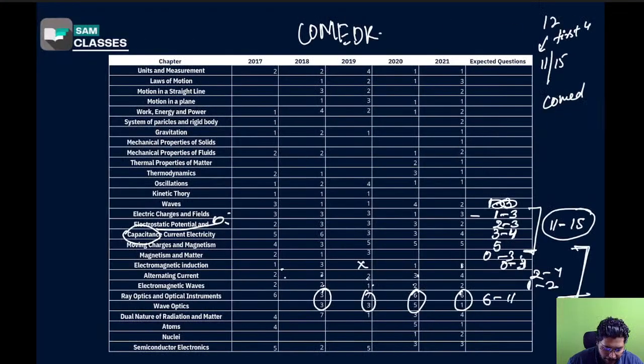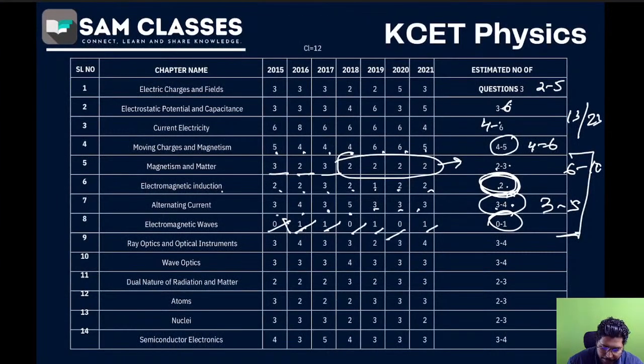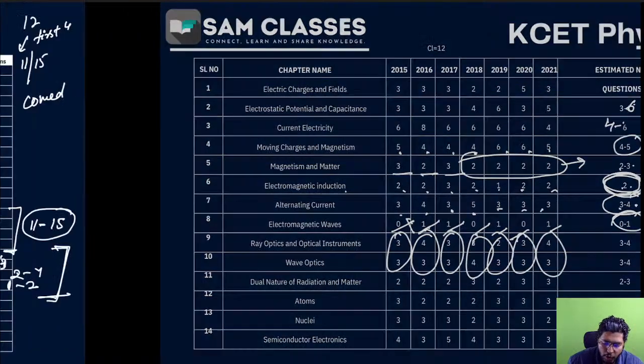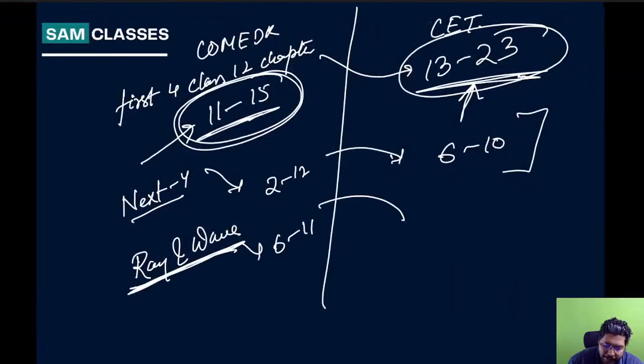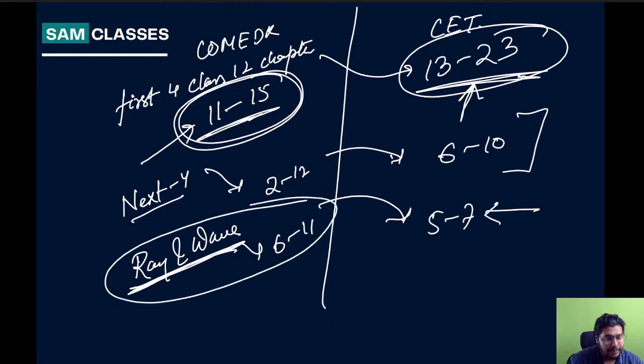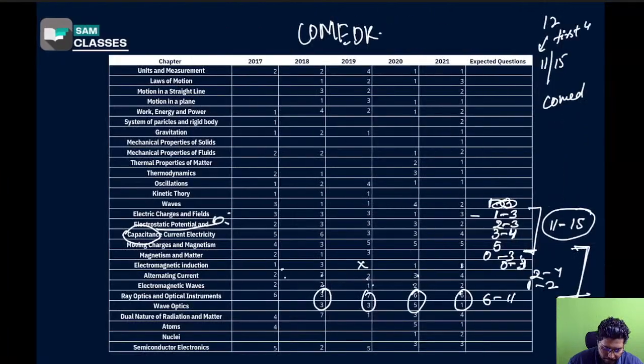If you see CET part, ray optics and wave optics, 6, 7, 6, 7, 5, 6, 7. So max what you can get in ray optics is 5 to 7. So it's okay for CET part, but Comedk it's a what? It's a treasure hunt. Okay, if you're going with ray and wave, very solid, you'll be able to score 6 to 11, very easy.